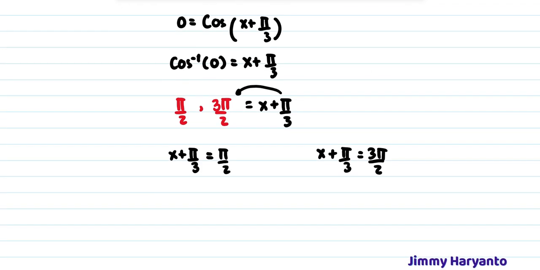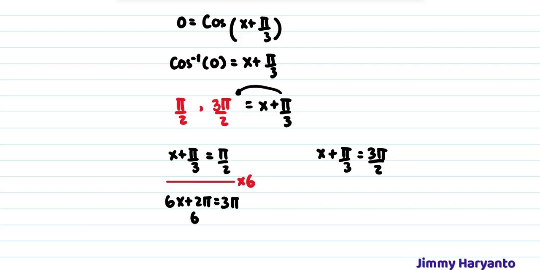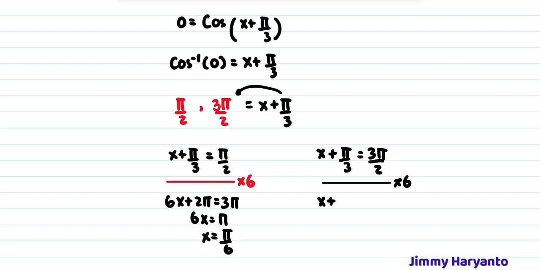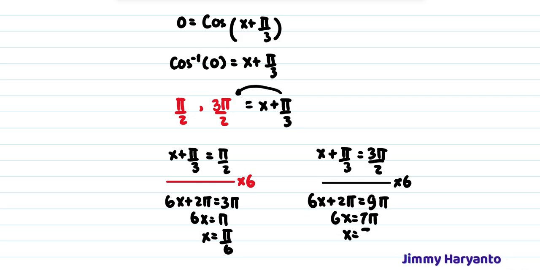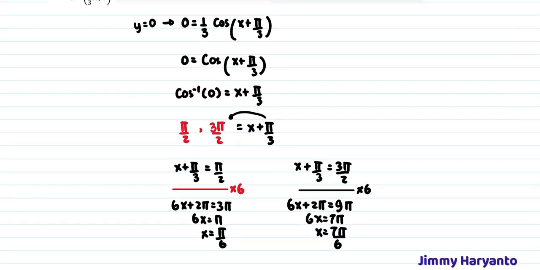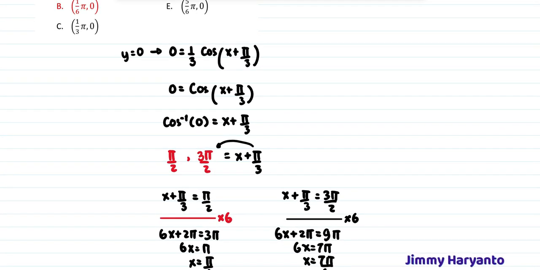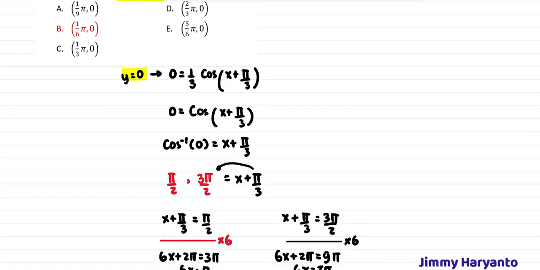Okay, to make this easier, I want to multiply them all by 6. So you'll have 6x plus 2 pi equals to 3 pi. So 6x equals to pi, and then x equals to pi over 6. For that part, we will have to do the same. You multiply them all by 6 first. Or if you don't want to do this, you can make the denominator equal. This one is 9 pi over 6, so x equals to 7 pi over 6. Okay, so this is the value of x. The value of y itself will become 0. So the answer is B.